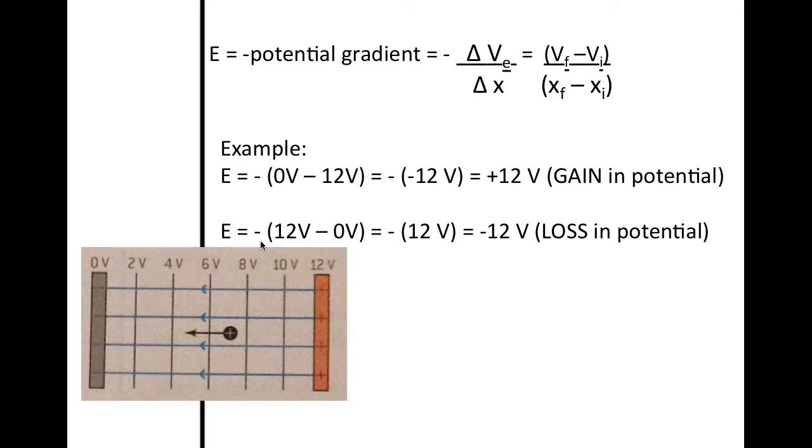If the charge moves from 0 to 12 volts, then we put this in, and we know this is our final, this is our initial. When we solve for that, we get a negative 12 volts, or a loss in potential. This tells us that the charge is moving opposite of the field.